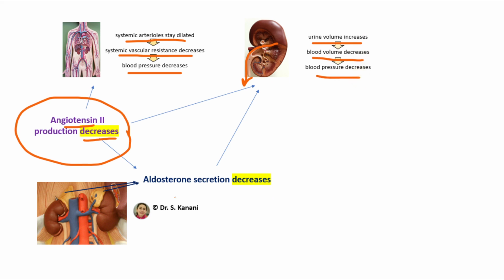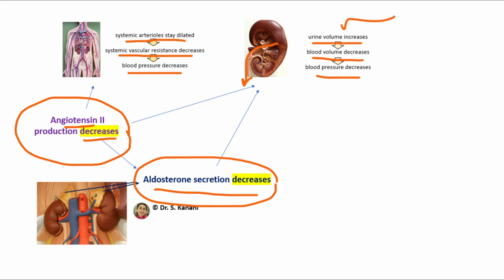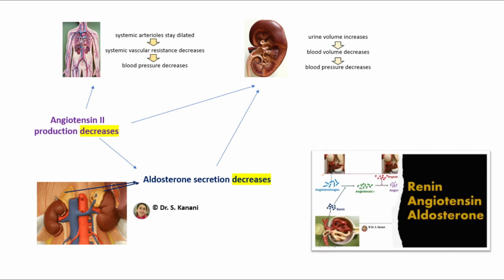And let's not forget that aldosterone also is one of those hormones that reduces the urine volume, and in this case, by using ACE inhibitor, the level of aldosterone decreases. That would be another explanation why the use of medication increases the volume of urine, and the result would be a decreased blood pressure. For the details about exactly on which part of the nephron or renal tubule angiotensin 2 and aldosterone have their impact, please refer to the video renin, angiotensin, aldosterone.